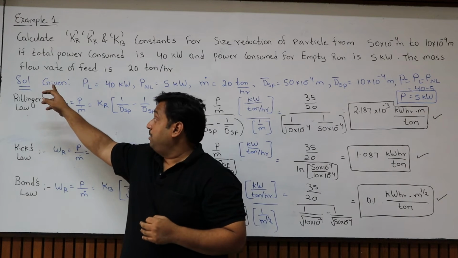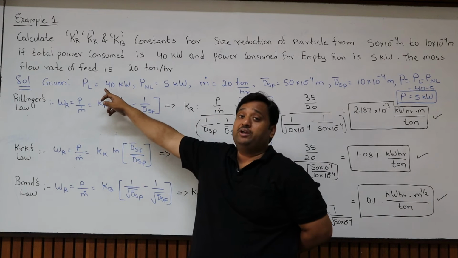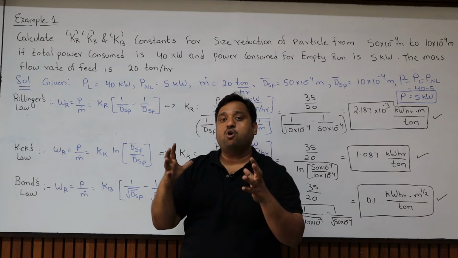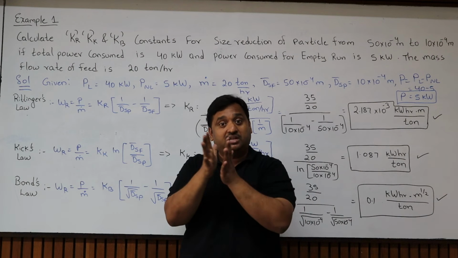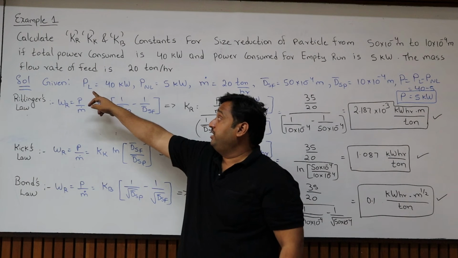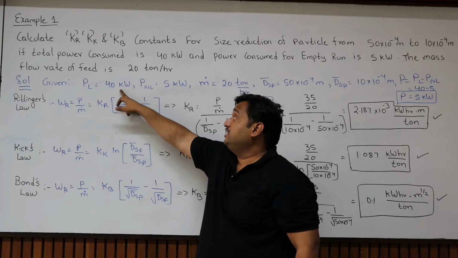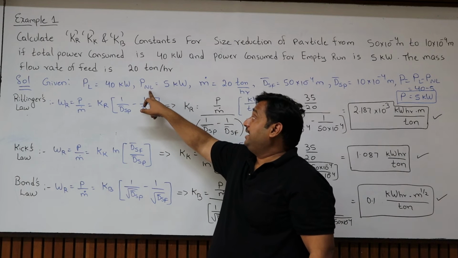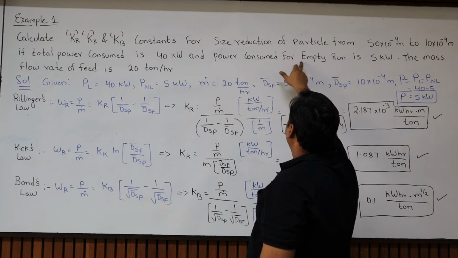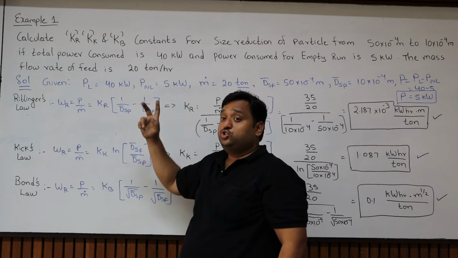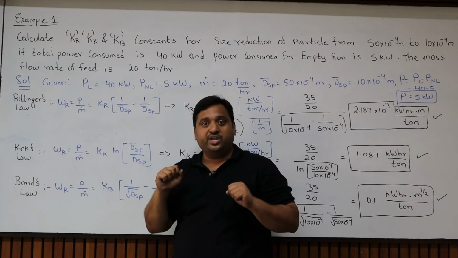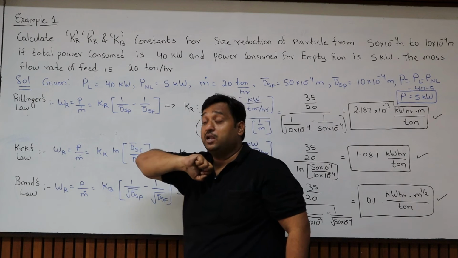Then let us go to the problem. What is given? The P at load condition. That means when the machine is on, it requires power to run on its own as well as to crush the material. P at load condition is 40 kilowatts, and P at no load condition, that is the power consumed for empty run, is equal to 5 kilowatts. The difference between these two is the power that goes into the crushing. That is what has to go into the formulas.